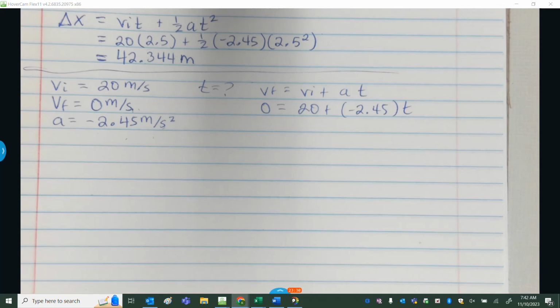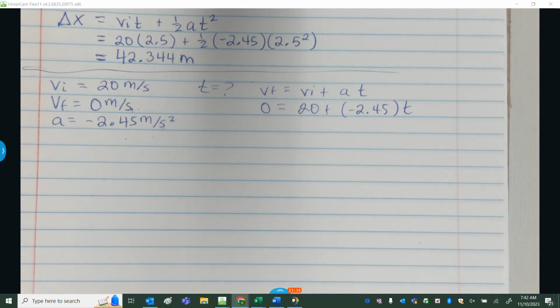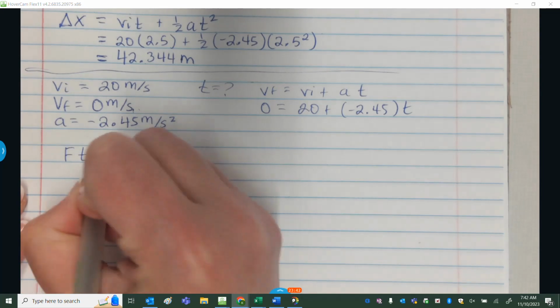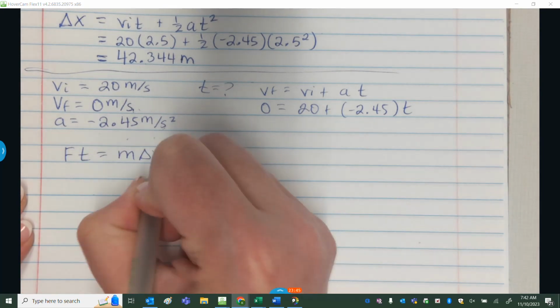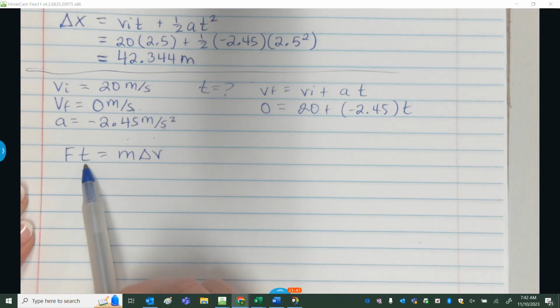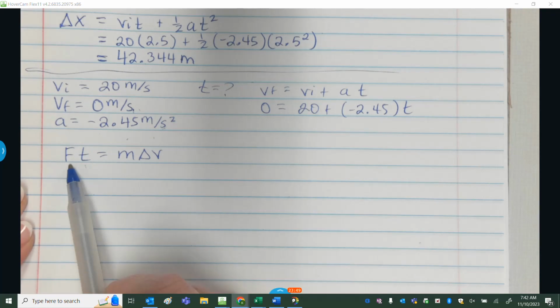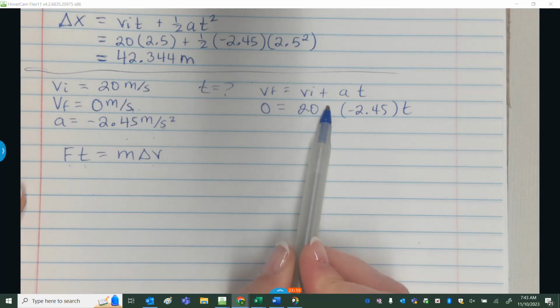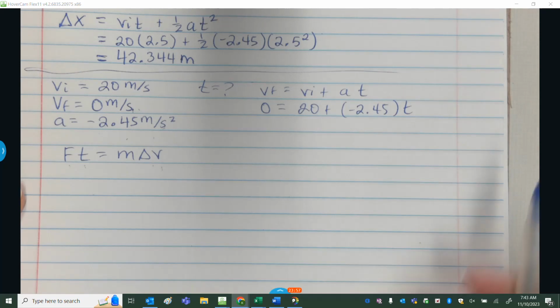And again, guys, for most of these, there's probably more than one way to do this, okay? I'm using kinematics here, but if you have the information, you might even be able to use, and I think you can, Ft equals m times delta V. You might be able to solve for time here because we know the force, we know the mass, and we also have a change in velocity. So there's more than one way to do this. You don't have to use kinematics here. You could use this equation. But I already have the kinematic one written out.